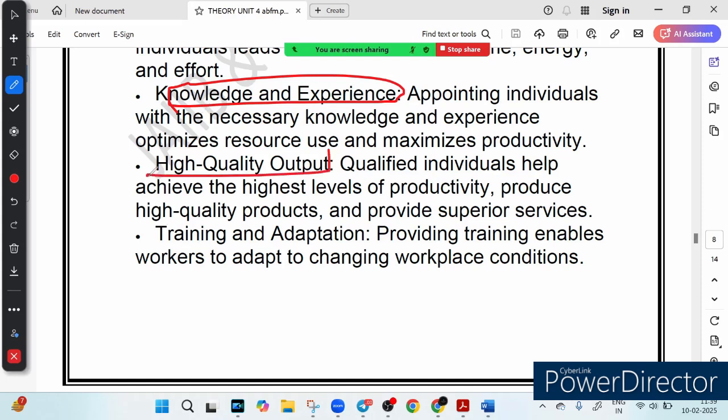Then we have high quality output. So qualified employees help deliver top quality products and services. It is the difference between a homemade cookie and a gourmet dessert. Attention to detail and expertise matter.